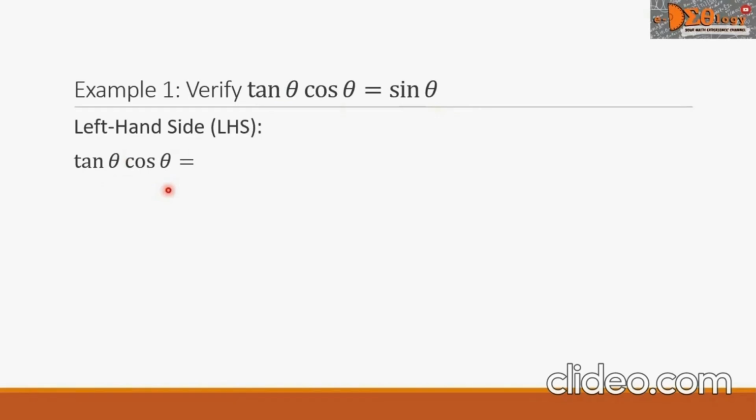I am going to convert all functions into sine or cosine. So the tangent theta here, I will convert into sine or cosine function. The cosine theta is already a cosine, so I will leave it as it is. Using the quotient identity, I know that tangent theta equals sine theta over cosine theta. I am going to use this value to replace the tangent theta here. So the left hand side becomes sine theta over cosine theta, replacing the tangent theta, times the cosine theta I simply copied.